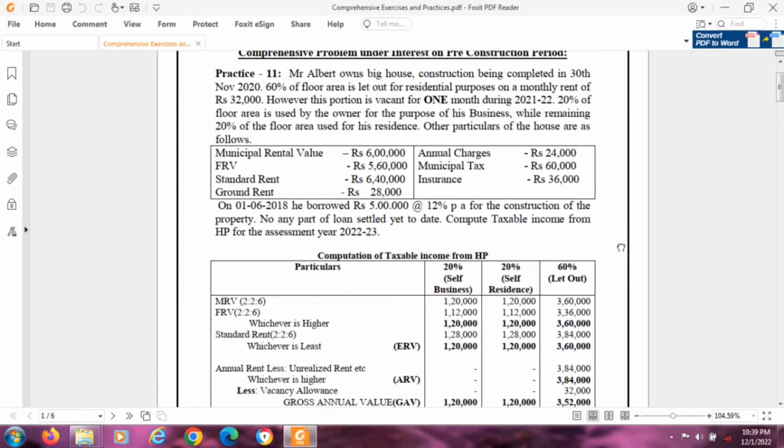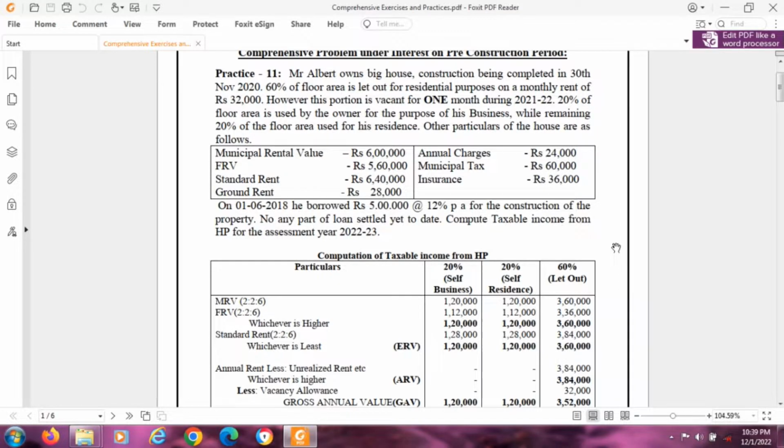Let me see the answer. Computation of taxable income from house property. Actually, 20% of the portion was occupied by the owner for his self-business and 20% for self-residence, and the 60% is let out at 32,000 per month. It was given very clearly. This let-out portion is also vacant for 1 month. So we have to claim vacancy allowance also.